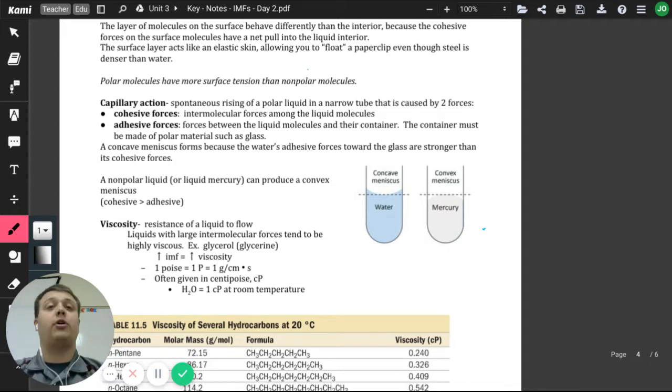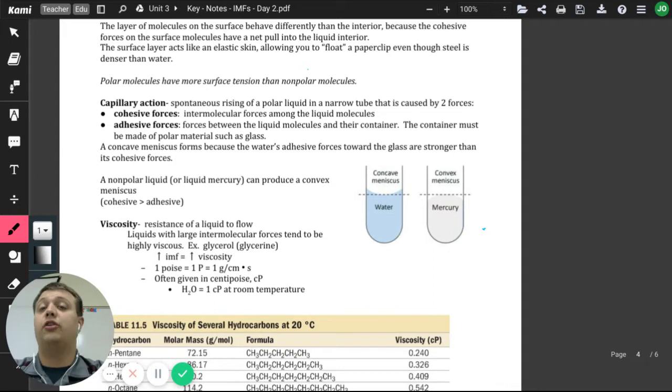Convex tends to happen. So convex would be a dome in the other direction. So instead of forming a meniscus that's down and up, it's going to form a meniscus that goes up and then comes back down, right? So mercury will actually do this. Now, mercury is going to be an example of a non-polar substance, and it can produce a convex meniscus.